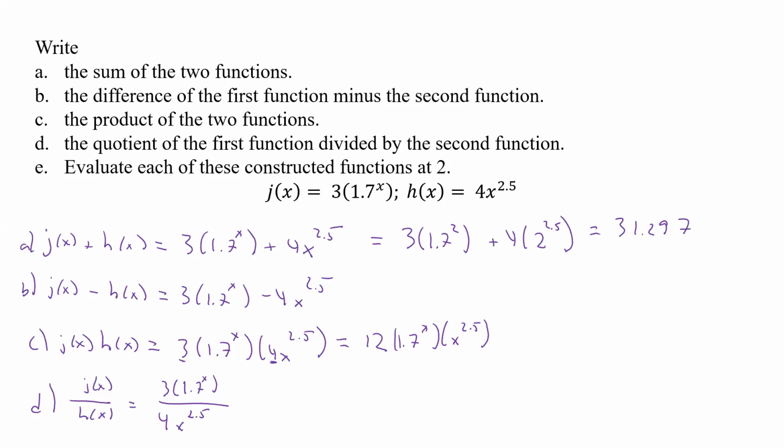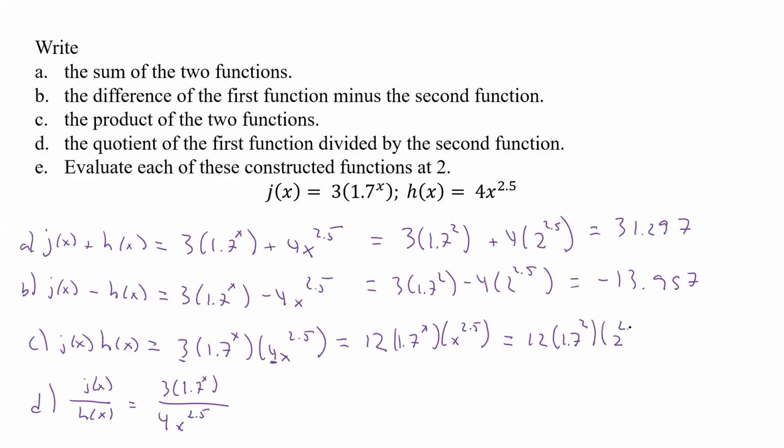Okay, and then the second one, we're going to subtract that. So 3 times 1.7 squared minus 4 times 2 to the 2.5. That's a negative 13.957. Okay, all right.